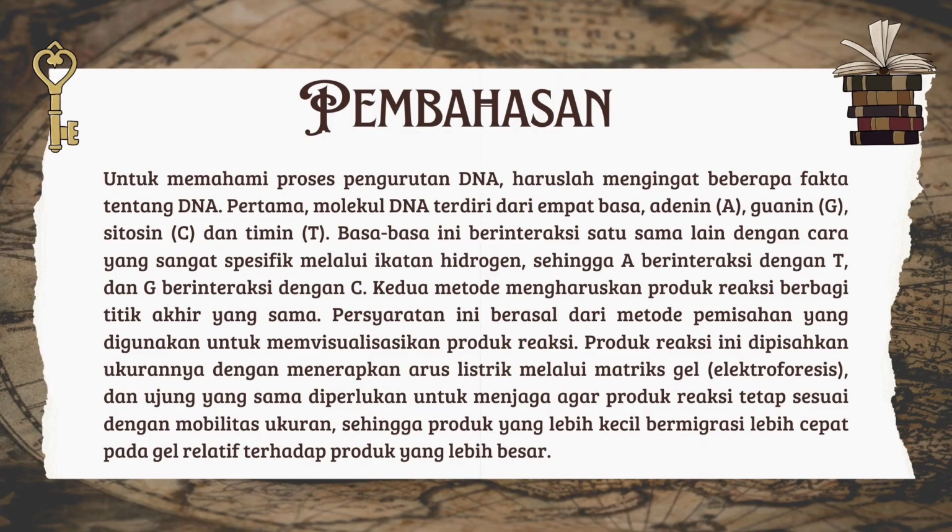Adapun pembahasannya, untuk memahami proses pengurutan DNA, kita harus mengingat beberapa fakta tentang DNA. Pertama, molekul DNA terdiri dari 4 basa, adenin A, guanin G, sitosin C, dan timin T. Basa-basa ini berinteraksi satu sama lain dengan cara yang sangat spesifik melalui ikatan hidrogen, sehingga A berinteraksi dengan T dan G berinteraksi dengan C. Kedua metode mengharuskan produk reaksi berbagi titik akhir yang sama.